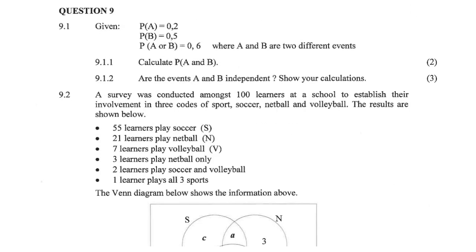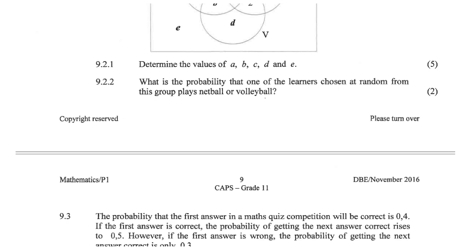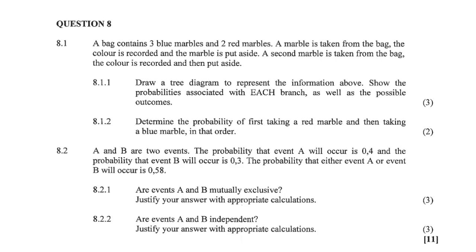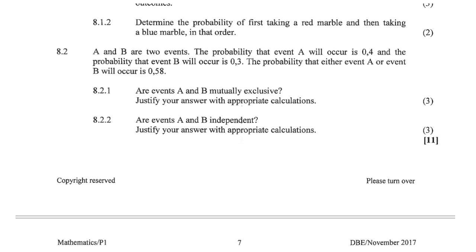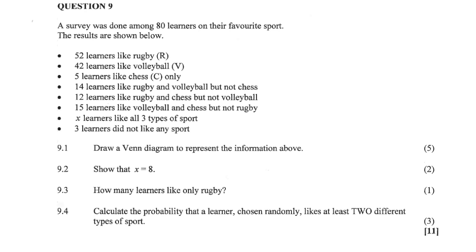The next question paper that we will look at is November 2016's question paper. In this question paper, probability was question 9, and this question counted. Then November 2017's question paper. In this question paper, probability was question 8, that counted 11 marks, and question 9, that counted 11 marks as well. So you can see that probability is usually towards the end of the question paper, and it counts more or less 20 marks.